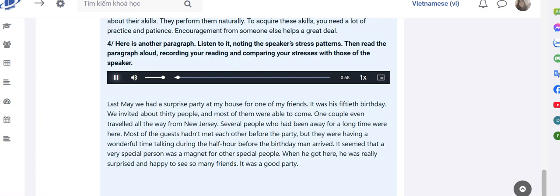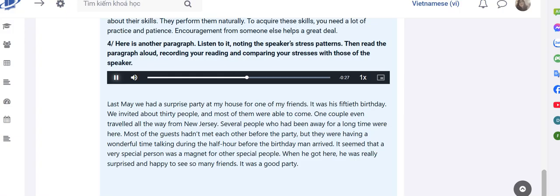Here is another paragraph. Listen to it, noting the speaker's stress patterns. Then read the paragraph aloud, recording your reading and comparing your stresses with those of the speaker. Last May, we had a surprise party at my house for one of my friends. It was his 50th birthday. We invited about 30 people, and most of them were able to come. One couple even traveled all the way from New Jersey.